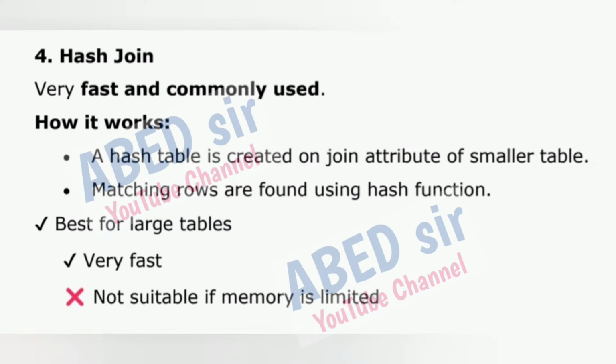4. Hash join. Very fast and commonly used. How it works. A hash table is created on join attribute of smaller table. Matching rows are found using hash function. Best for large tables. Very fast. Not suitable if memory is limited.